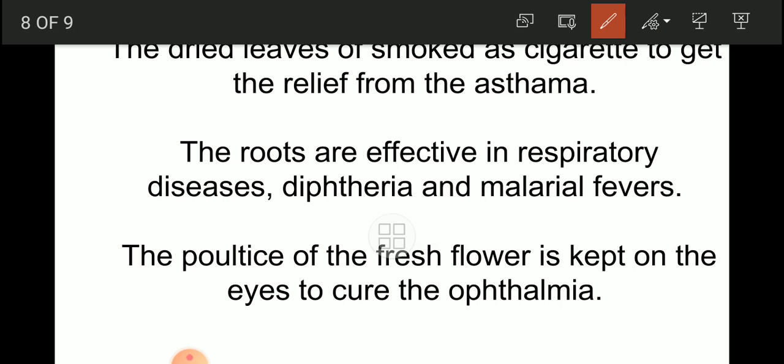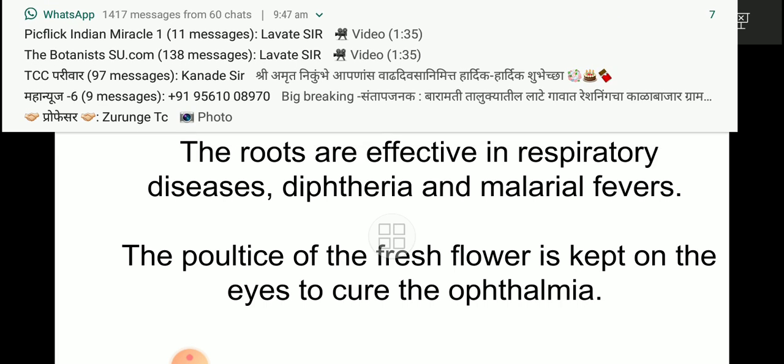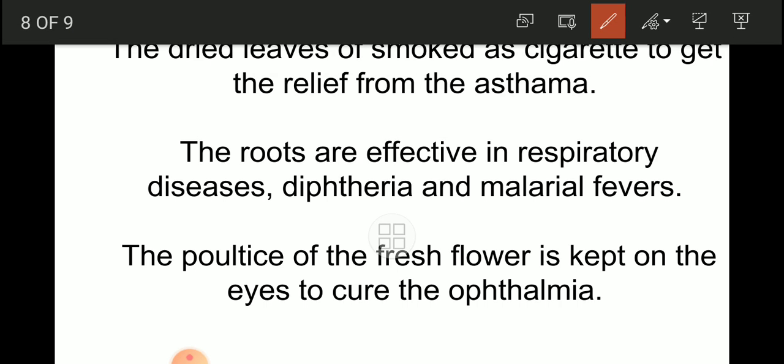So what happens actually is that some pharmacists, or I have to say the doctors related to Ayurveda, tell the asthma patient to make a cigar of the leaves of adusa and smoke that, just to get relief from the asthma itself.